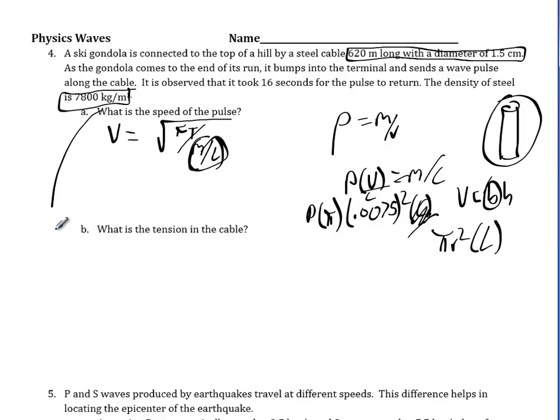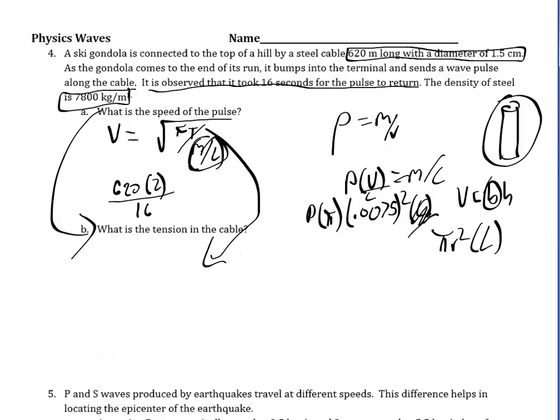Anyways, I guess this is actually for part B. For part A, you're going to use a different equation, right? You know the velocity at 16 seconds for it to get there and back again. So 620 one way plus another 620 back divided by 16 gets you the velocity, and then you can use this equation down here to find tension.